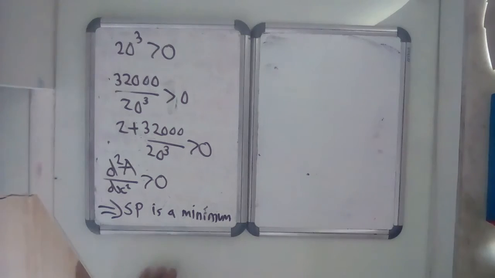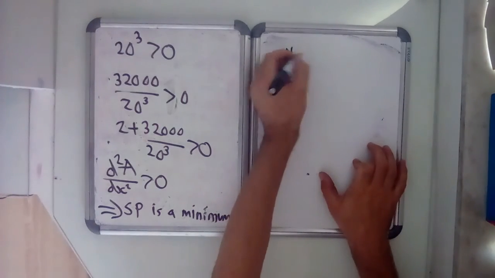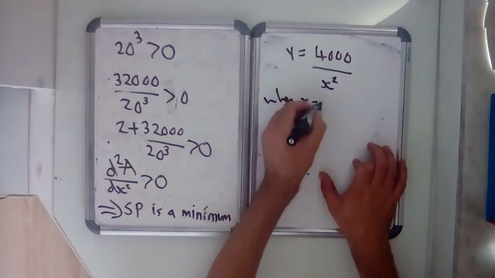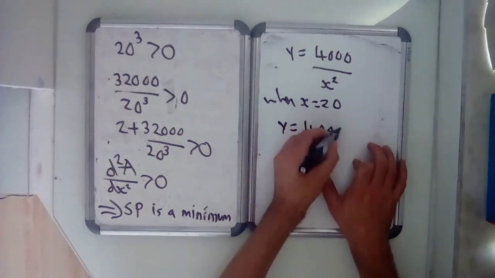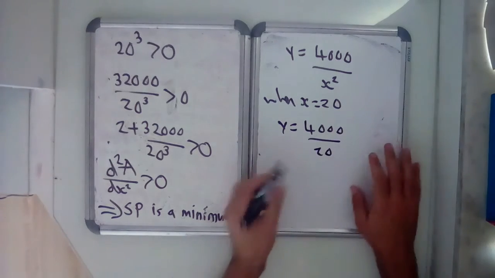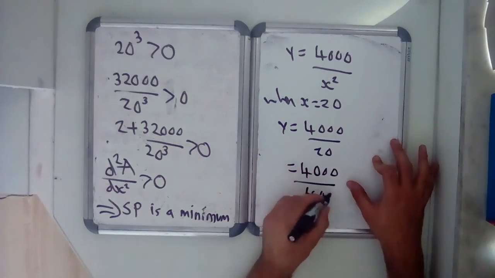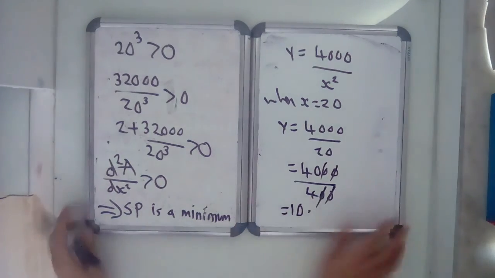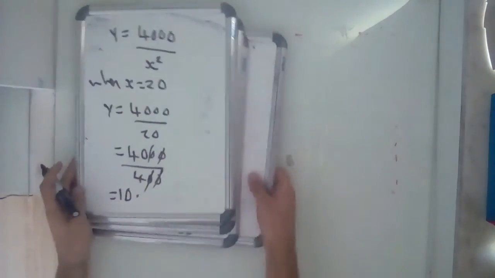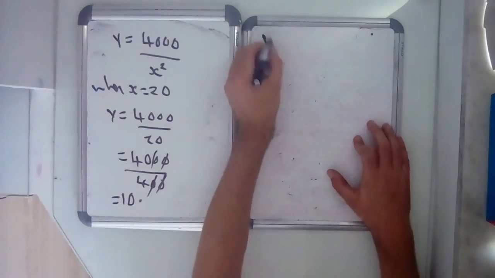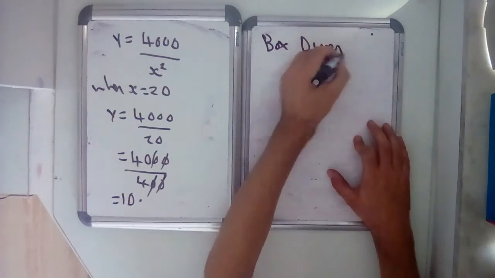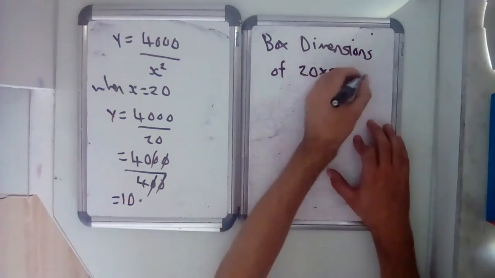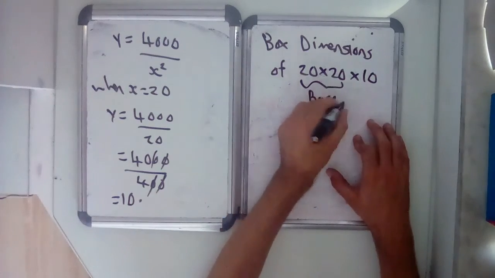Okay, but what it actually asked for was the dimensions of the box. So if you recall that y equaled 4,000 over x squared, when x equals 20, y equals 4,000 over 20 squared. Well, 20 times 20 is 400. So 4,000 divided by 400, you can just whip some zeros off. It's 40 over 4 equals 10. So the box dimensions of 20 times 20 times 10, with the base 20 by 20, minimize the surface area.